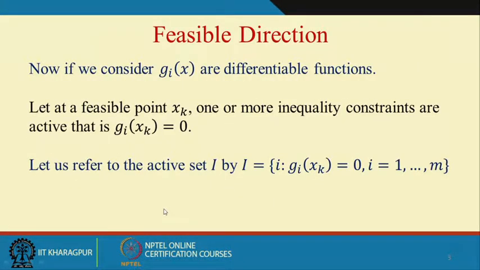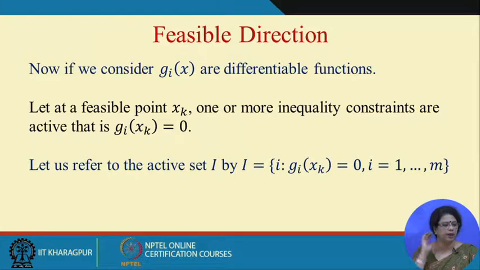Now, if I just say that Gi(x) is the constraint, a differentiable function, then at the feasible point one or more inequality constraints will hold with the equality sign if xk is the optimal solution, because these are all the active constraints.